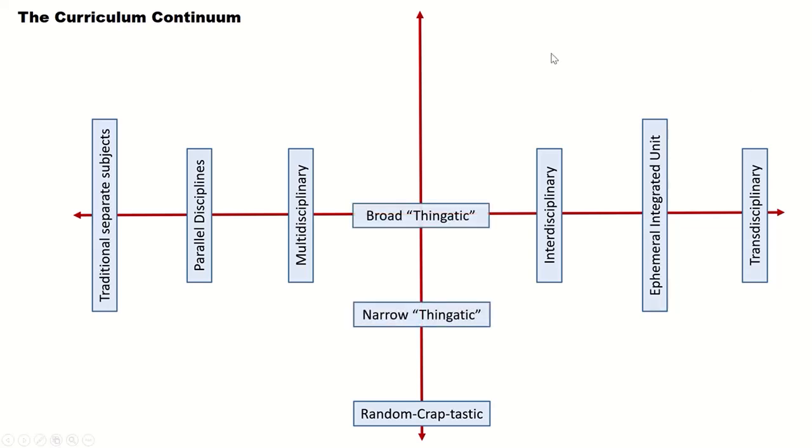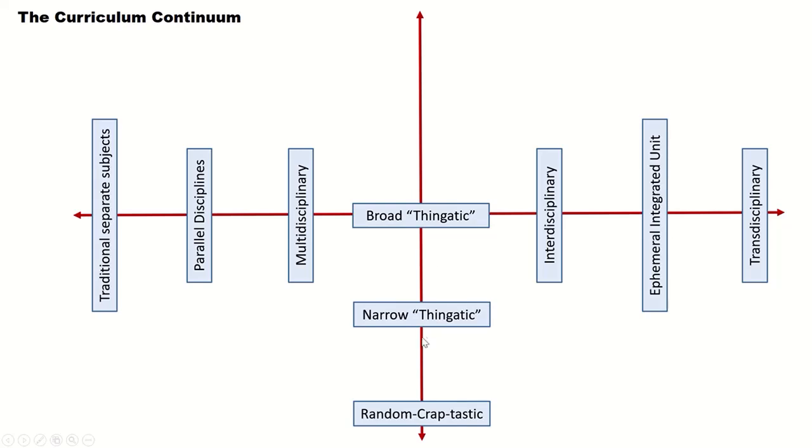And then we have thing-adic, and thing-adic are often interdisciplinary. They don't have to be, but the majority of what you have taught or experienced fits into thing-adic. A unit on fractions, that's about a thing in math. A unit on cells, that's about a thing in biology. A unit on presidents, that's about a thing in U.S. history.